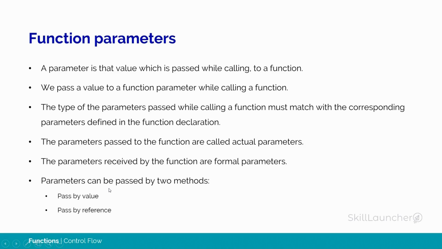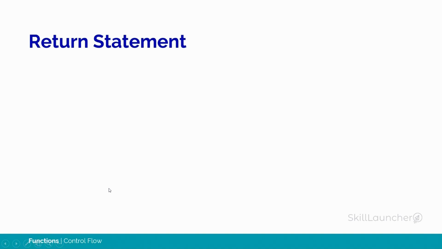In the pass by reference method, both actual and formal parameters refer to the same location. That is, the address of the variable is passed. So any changes made inside the function are actually reflected in the actual parameters of the caller. We would be learning more about pass by value and pass by reference in the coming assignment. Then comes the return statement.